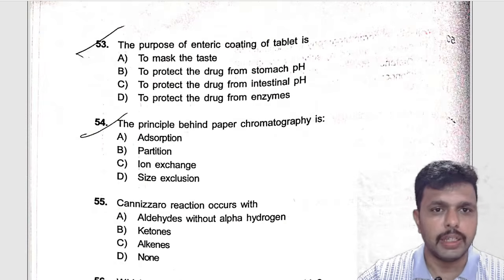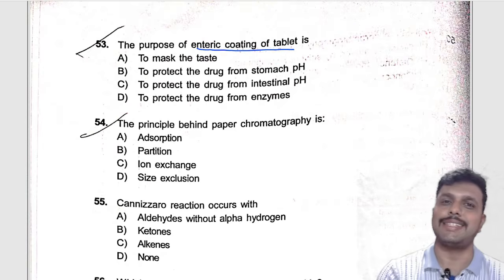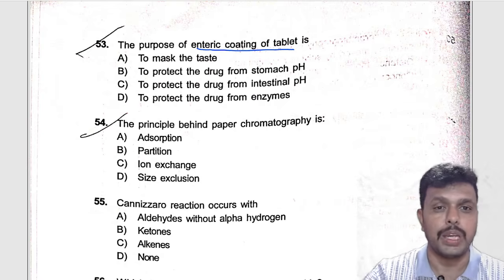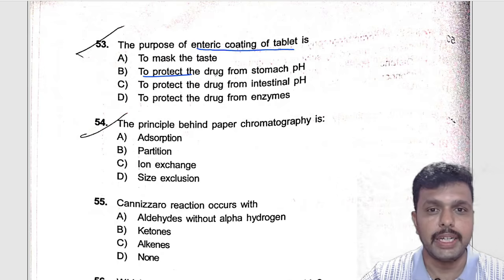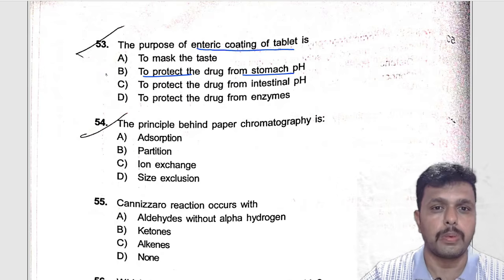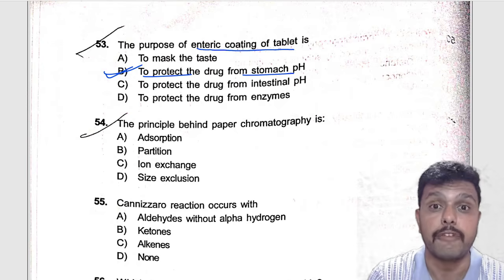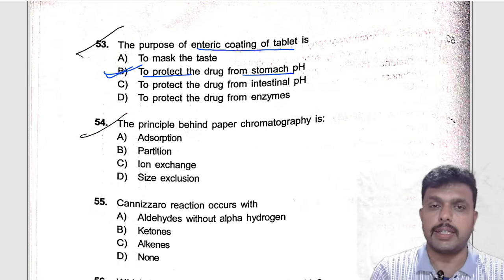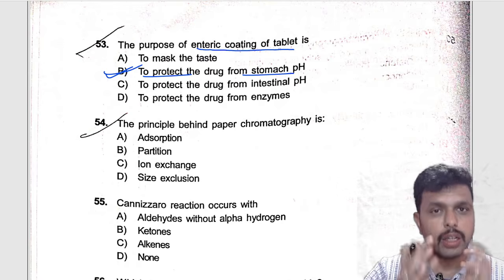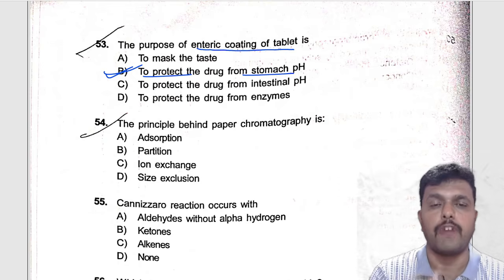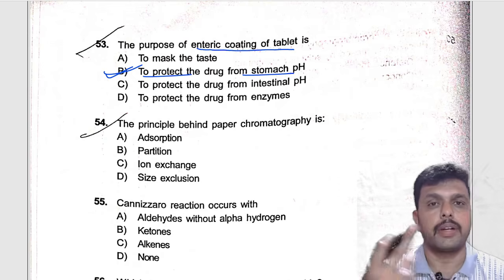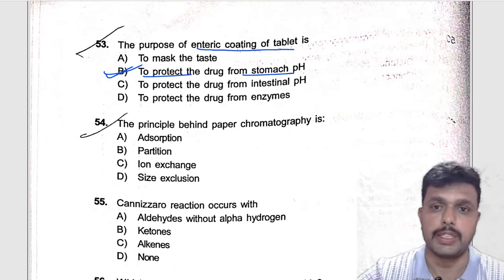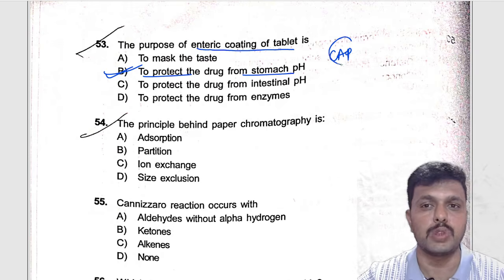Next, 53. The purpose of enteric coating of a tablet is, why are we coating the enteric coated tablet? The main purpose is to protect the drug from the acidic stomach pH. Otherwise the drug would be destroyed directly in the acidic pH of the stomach. So to protect against destruction, the tablet is coated with enteric material, especially cellulose acetate.